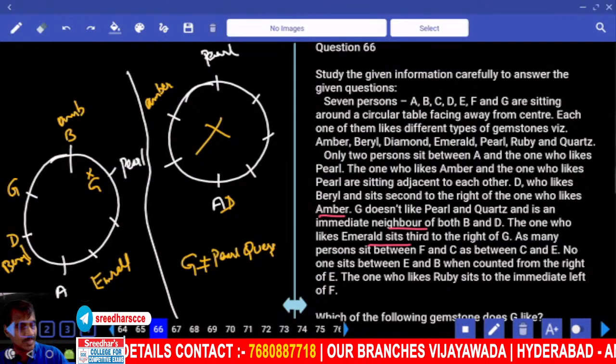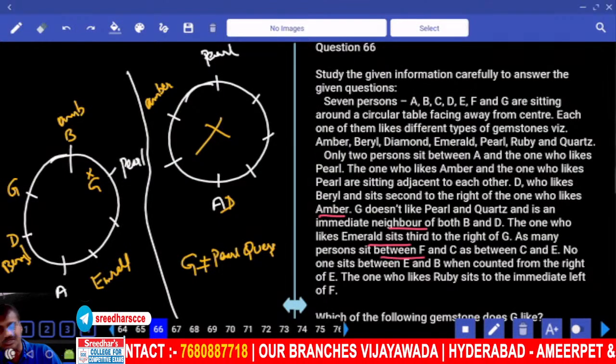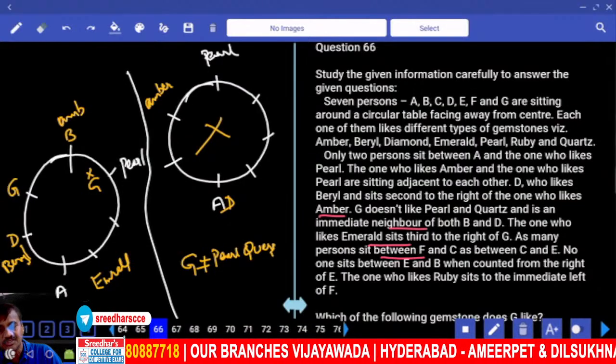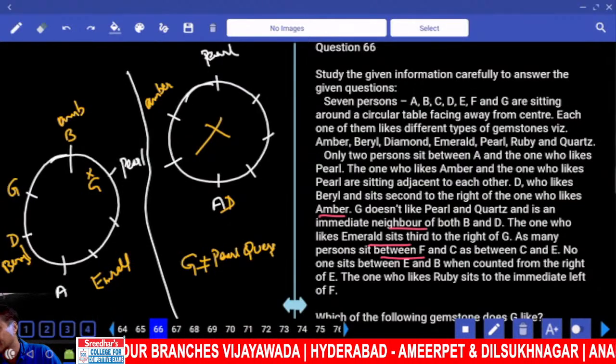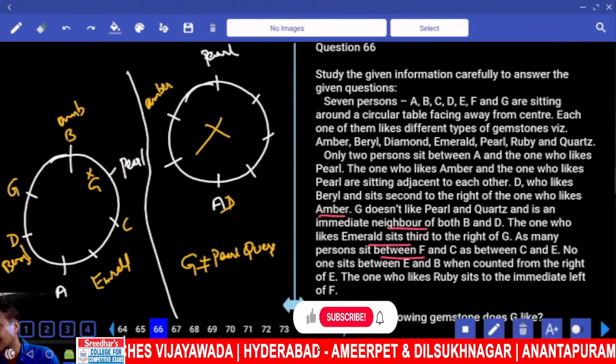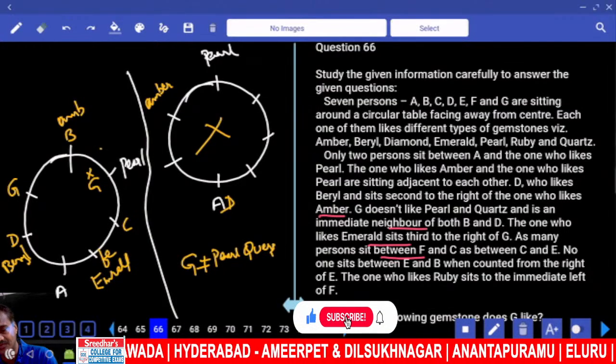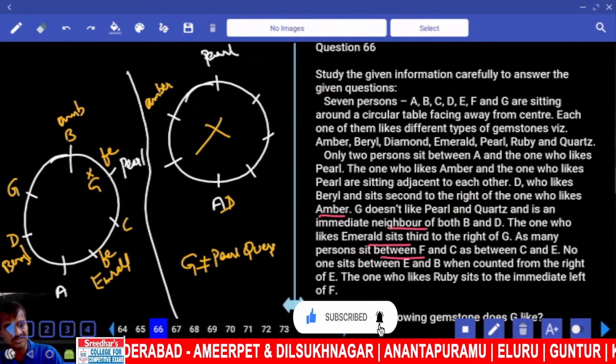And next one. As many persons between F and C, C and E, we need to have equal. That means C must be exactly between F and E. F for E, F for E. Done with this? And C is in between F and E.